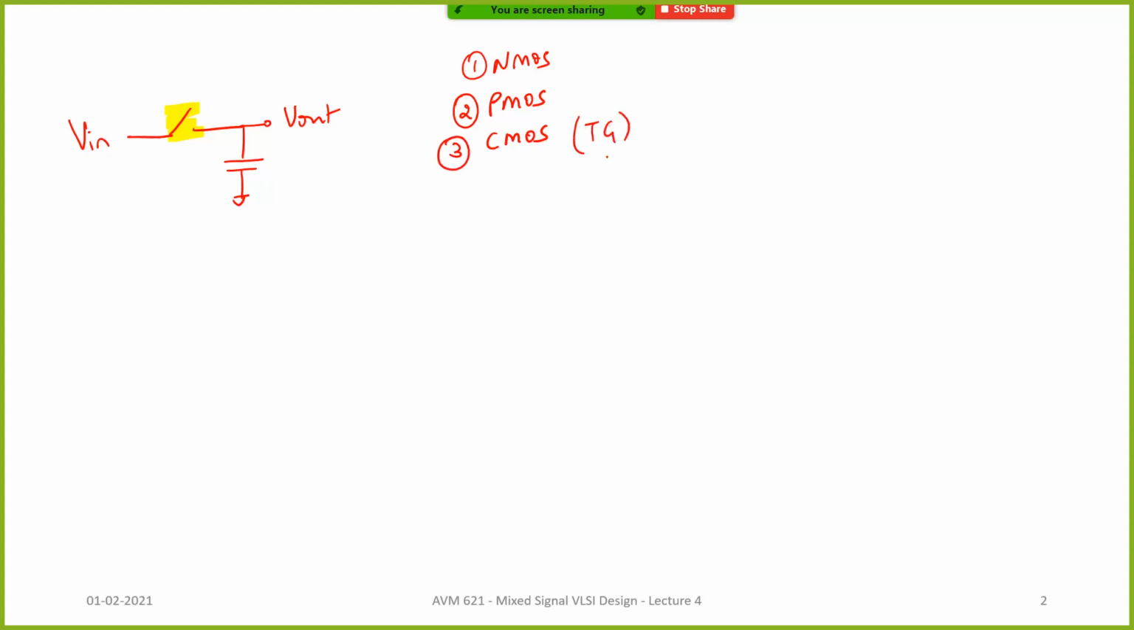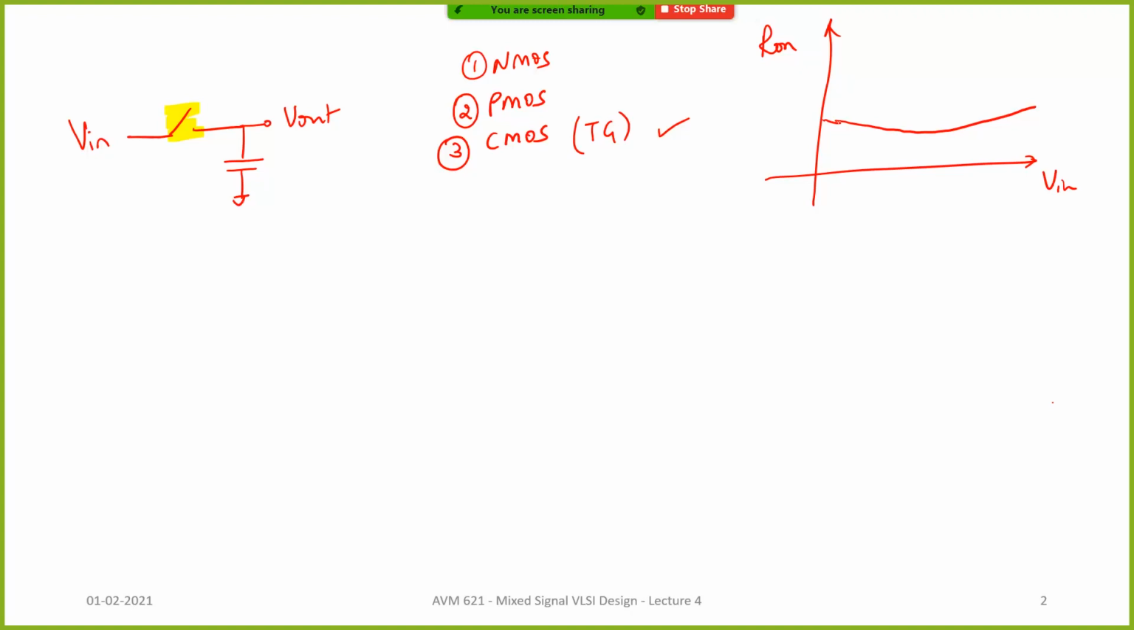Basically, this is nothing but a transmission gate. Now, this is a much better option, we felt, because the variation of the on resistance with respect to the input voltage was the lowest among all the three. But still, if you plot R on versus V in, for CMOS it is probably something like this. It is still going to have a certain variation with respect to input voltage.